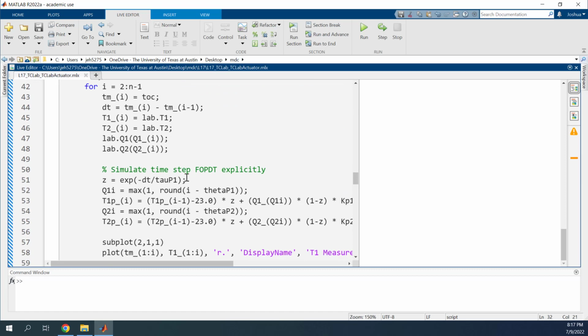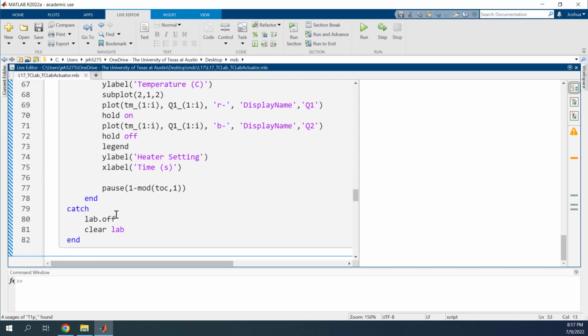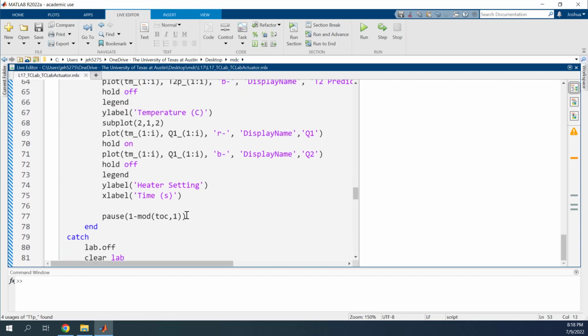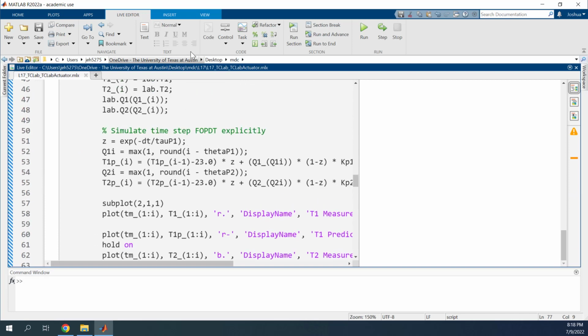We're going to simulate the time step with the FOPDT explicitly. We're going to use the integrated form of the FOPDT equation to get us some output based on those FOPDT predictions. And so that's where those will be stored within these predicted arrays. And then we'll have a plot showing the actual and predicted temperatures. And then finally, we'll pause for the remainder of the second. So let's go ahead and run this.